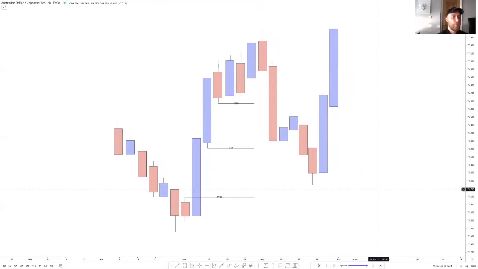We know that big boys, banks, institutions create these fast moves that no one can get involved in. It's therefore untested price, and the market then has to come back and fill those areas before it continues. So that is the little diagram. Let's have a brief look at a chart example.